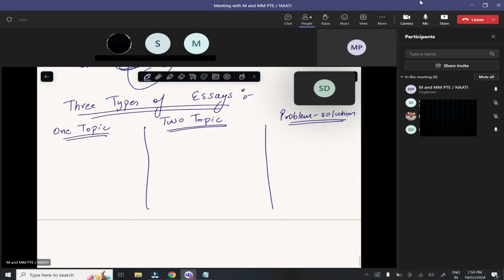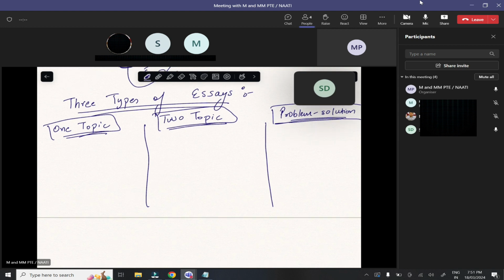But again, this is just for your understanding. I'm not saying this is going to make a major difference. Yes, the problem and solution essay will make a bit of a difference, but not too much. We'll discuss that in a bit. This is just so that once you understand what type of essay you have got, it will help you generate ideas very quickly. That's why we need to understand what type of essay is what. Now let's understand what these types are and how they are different.